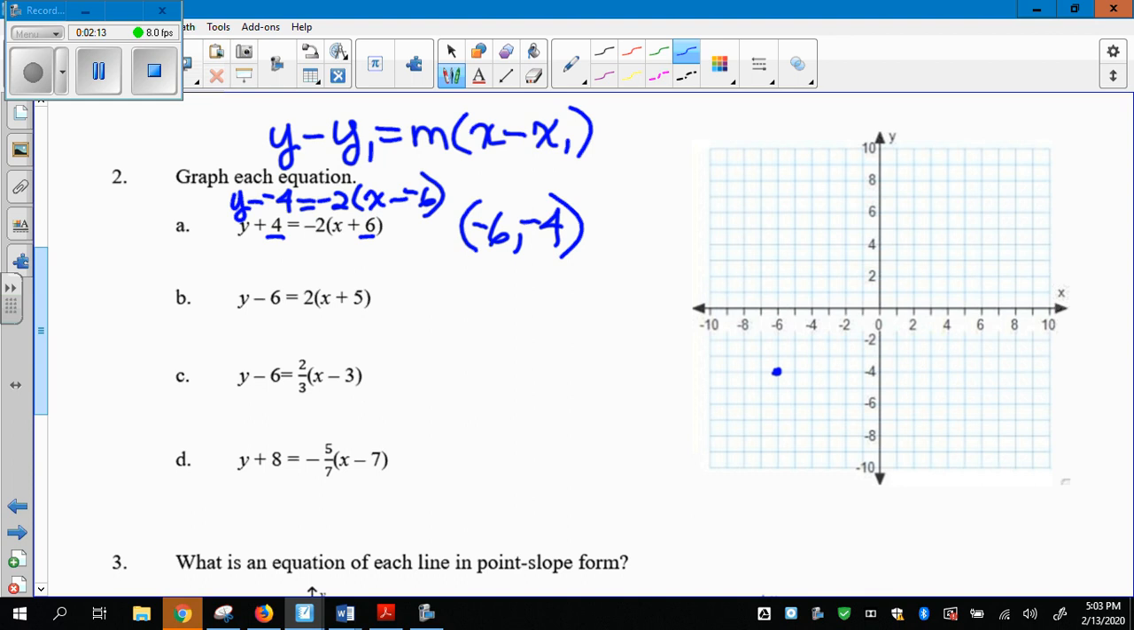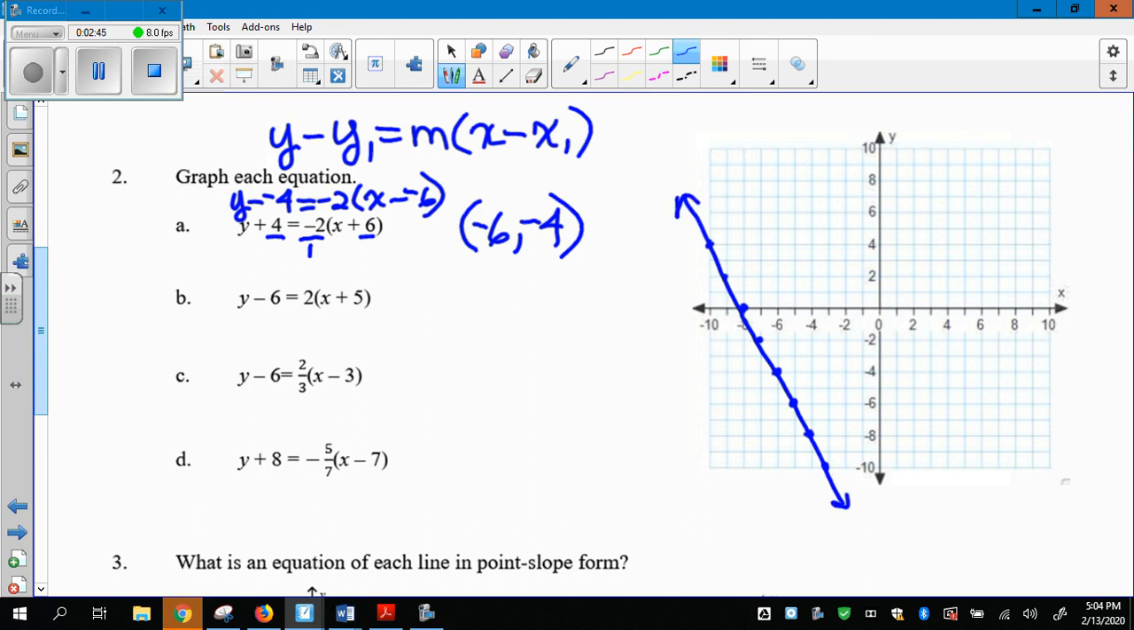And we're going to use our slope to get more points. My slope is -2. I'm going to make that into a fraction so I have a rise and a run. -2 over 1. So my rise is -2, or down 2, and then my run is 1. So making sure my line is going in a negative direction, that 2 over 1 looks like that. And then I can just draw the line, and I'm done.